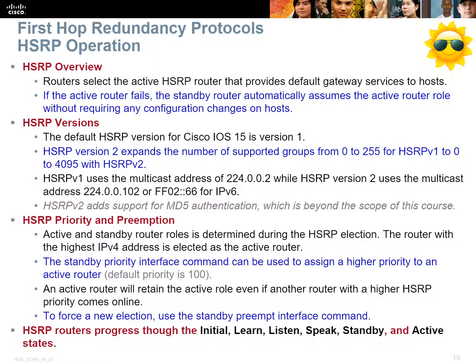So when HSRP initializes, it begins to learn. It listens to what multicast it receives, then it goes to standby. If there's already an active, it'll stay in standby. If there isn't, and if it's alone, it'll go to active. Now, if you've got two routers, one standby, one active, when the third one comes along, it will just stay in speak. So yes, you can have 3, 4, 5 routers in an HSRP group if you wanted.